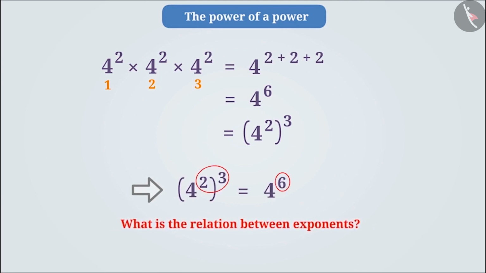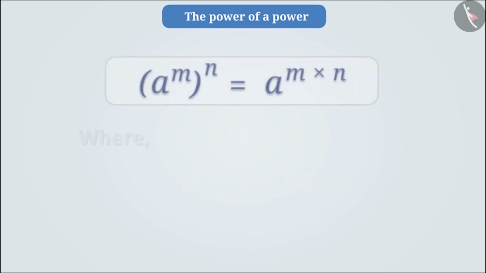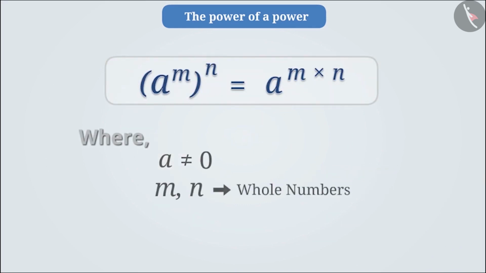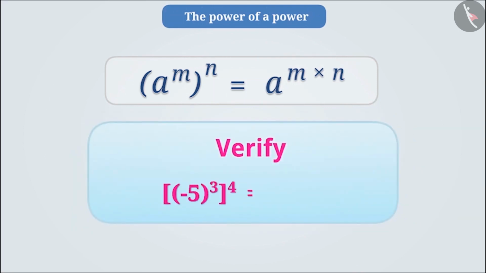Now the base is the same. Can you determine the relation between the exponents? Think a little. Absolutely correct. Here, it will be 2 into 3 is equal to 6. Therefore, we can broadly say that for a non-zero integer a and whole numbers m and n, a to the power of m to the power of n is equal to a to the power of mn. When the power of a power is given, then we multiply all the powers and express the result as the exponent of the base. By this rule, verify minus 5 to the power of 3 to the power of 4 is equal to minus 5 to the power of 12.